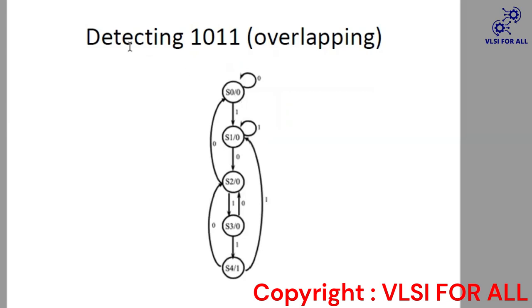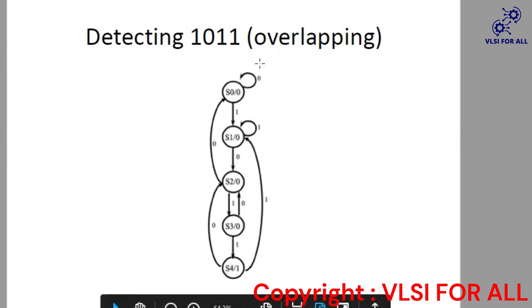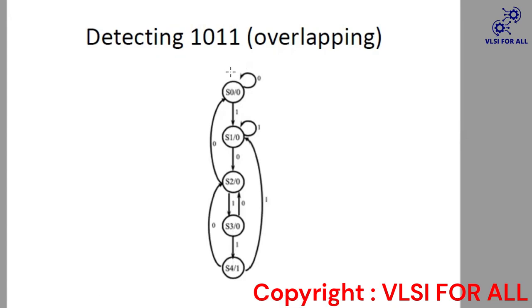We want to detect the 1011 sequence from the input. How do we proceed with this? How can we detect 1011? We will take our states S0, S1, S2, S3 and S4. Initially, when the input is 0, our sequence starts from 1, so we will remain in the same state. We will not proceed further.